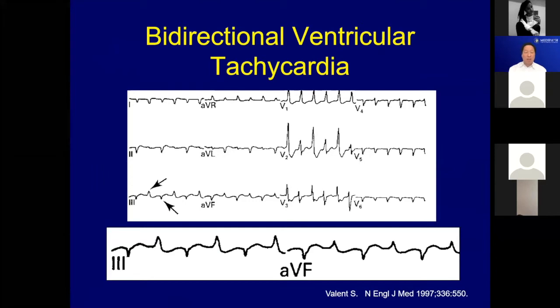Bidirectional VTAC was thought to be pathognomonic for digoxin poisoning, but there are some exceptions. Aconite poisoning also presents that way, and there's also familial catecholaminergic polymorphic tachycardia, which also presents that way. But if you do see this, the vast majority of times, it's digoxin poisoning. Next slide.